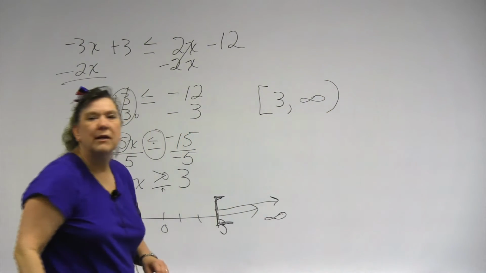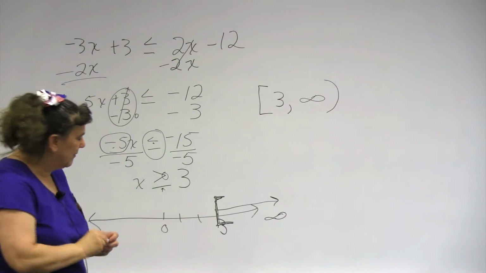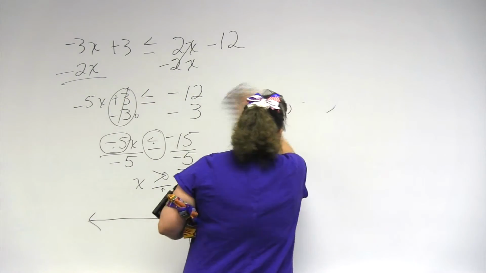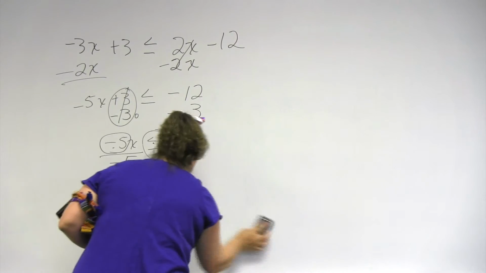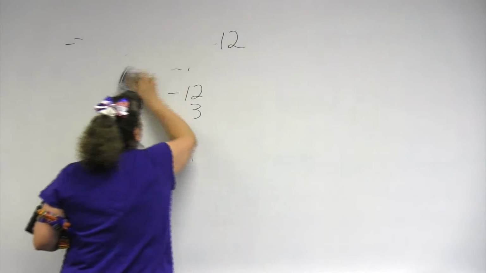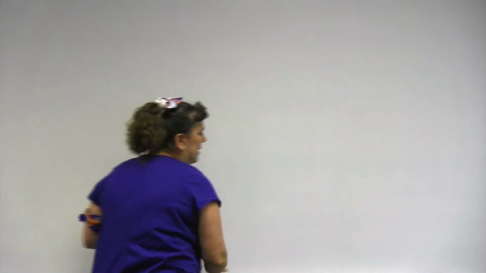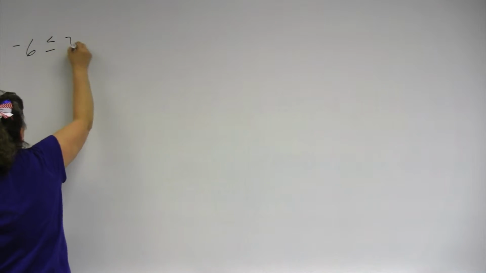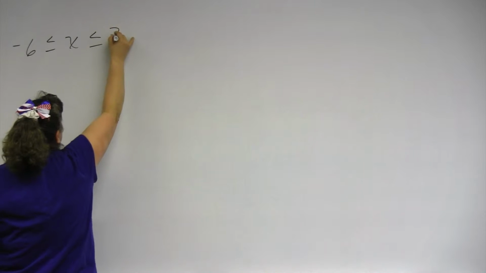That's right, the parentheses. Now, that's that basic one. We've got one more style we're going to do, and we'll do two forms of it. And then that'll be the end of this one. We have -6 less than or equal to x less than or equal to 3.